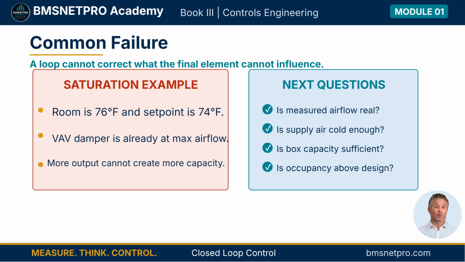Saturation means the loop is calling for more, but the output is already at a limit. The controller has identified unmet demand, but it cannot fix the underlying capacity problem by itself. In the conference room example, the room is warm and the VAV damper is already at maximum cooling airflow. More output cannot help. The next engineering questions shift to capacity and evidence.